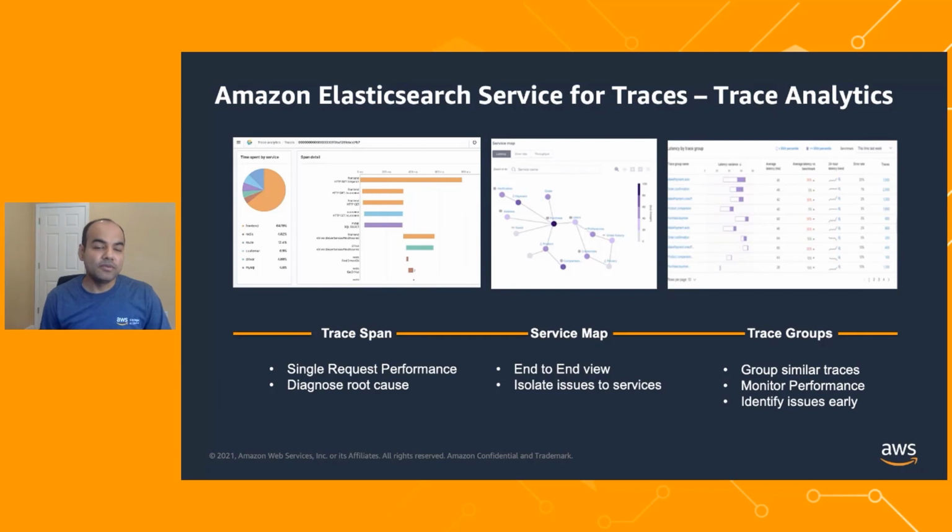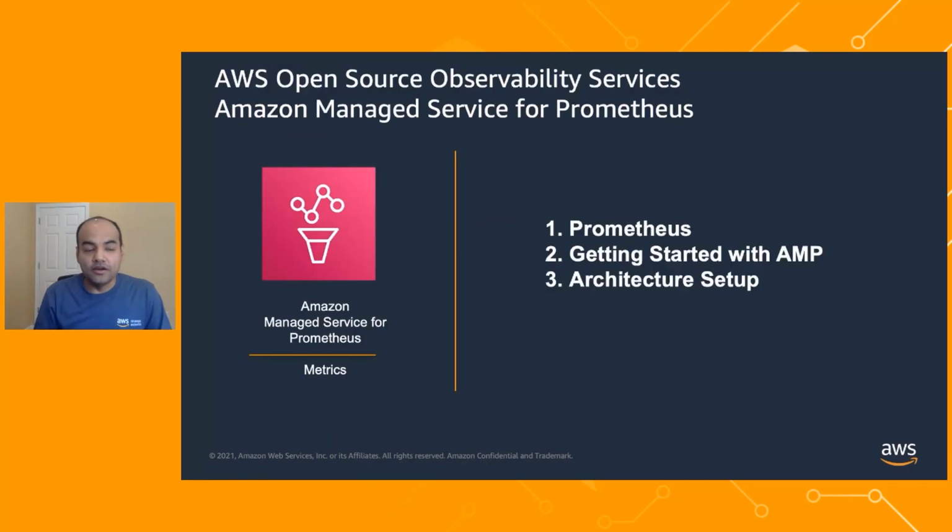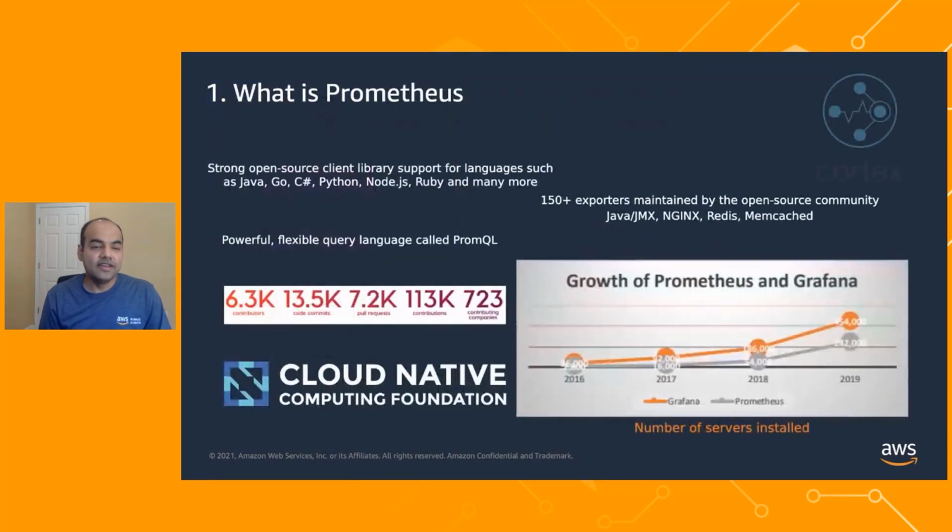Now let's talk about the third pillar of observability, which is metrics. Recently, we announced Amazon Managed Service for Prometheus. It is in preview and very soon going to be GA, and I'm going to talk to you about how Prometheus can help you aggregate metrics. There are 3 things which I'm going to share. Let's dive right into it.